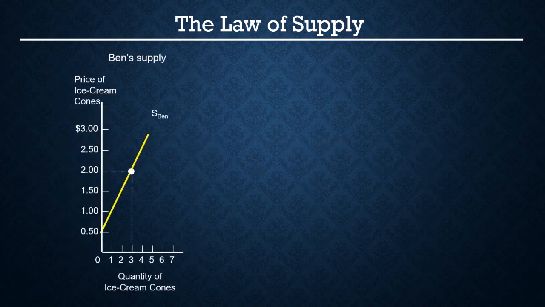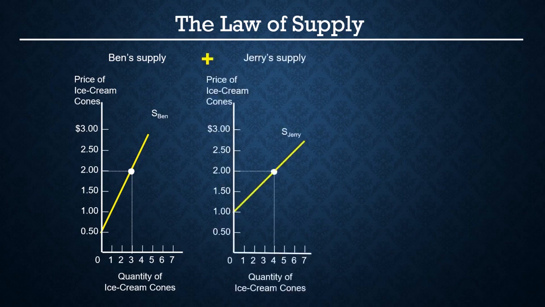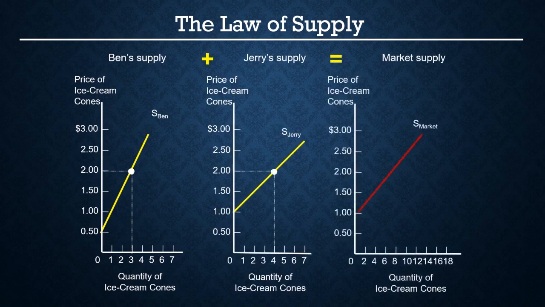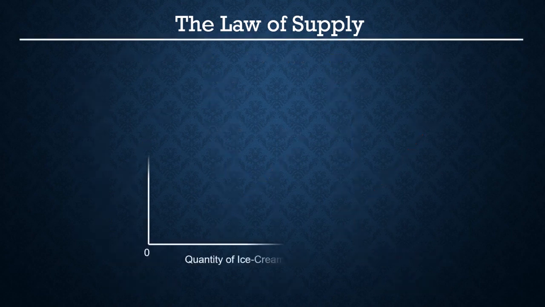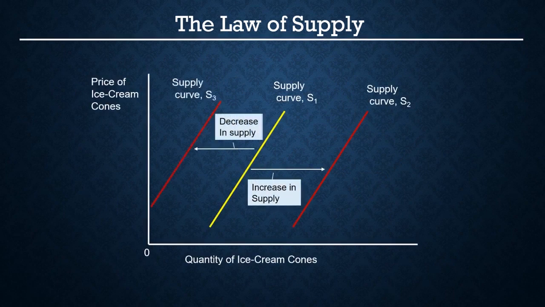And no surprise, just as with market demand, market supply is expressed as the sum of the individual supplies, like Ben's supply on the table shown in the last slide, Jerry's supply, and well, you put them together and it becomes the market supply. Just as in demand, if there is an increase in supply, the supply curve shifts to the right. If there is a decrease in supply, the supply curve shifts to the left.